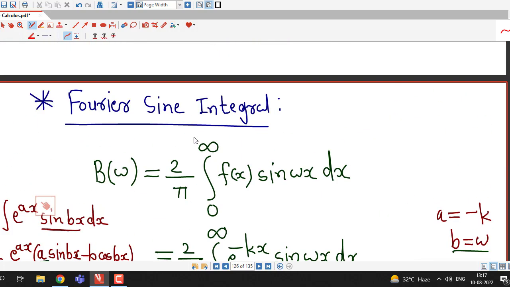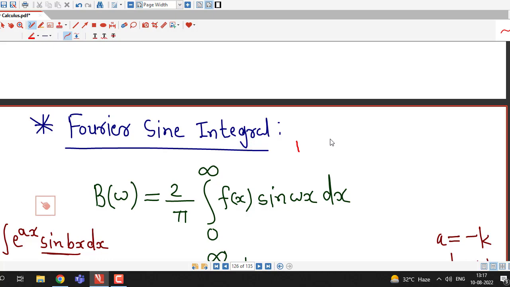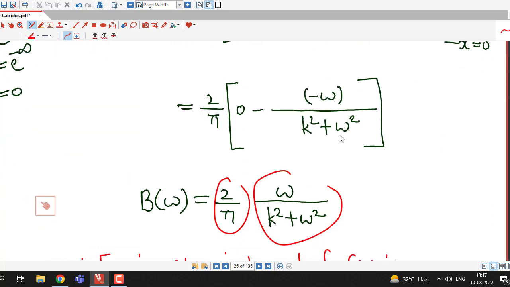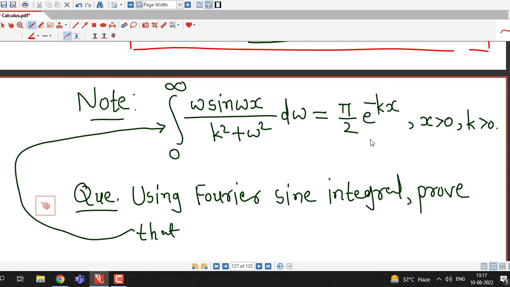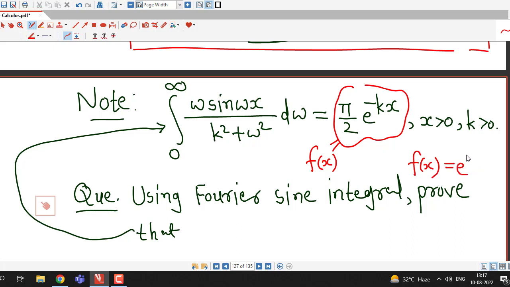So here we have to repeat the same procedure which we have started from this step, Fourier sine integral, but we have to decide which function fx we have to consider. So that function fx can be taken as pi by 2 into e raised to minus kx. You can consider this as your fx, or you can ignore the constant multiple pi by 2 and start with fx equal to e raised to minus kx.